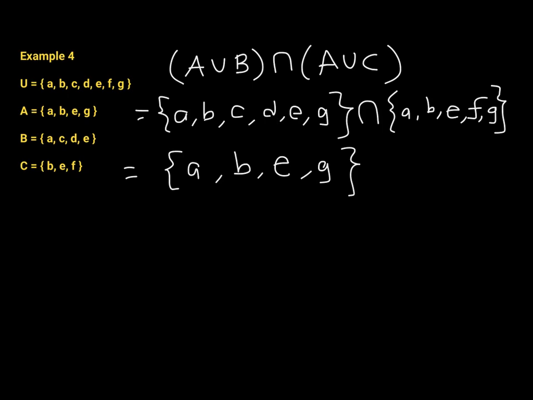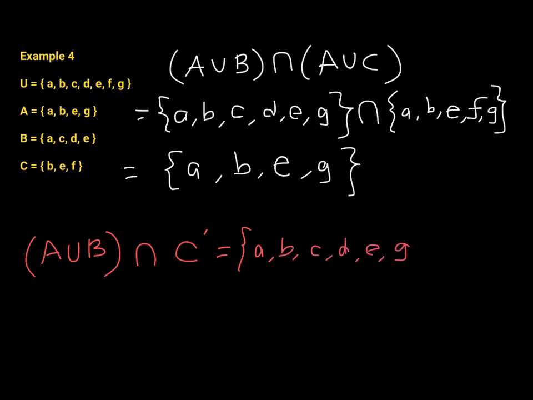All right, let's go to the next one. Now they want us to find the intersection of A union B. We already found that set. And the complement of set C. So let's do it. Now we already found A union B. I'm going to just copy and paste what we just found a second ago. There. This is A union B.